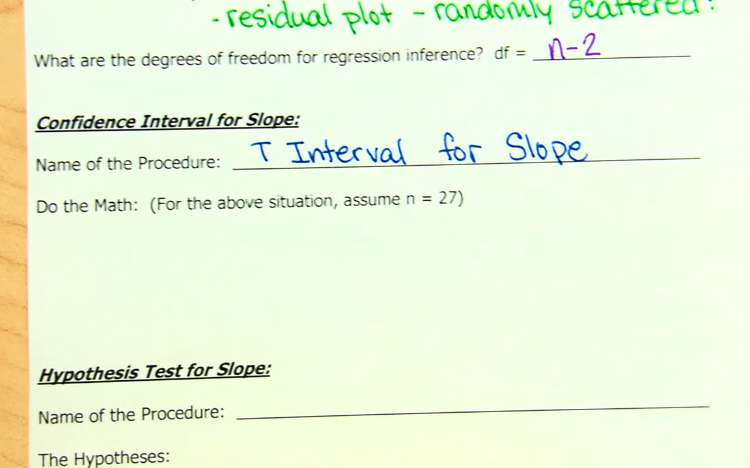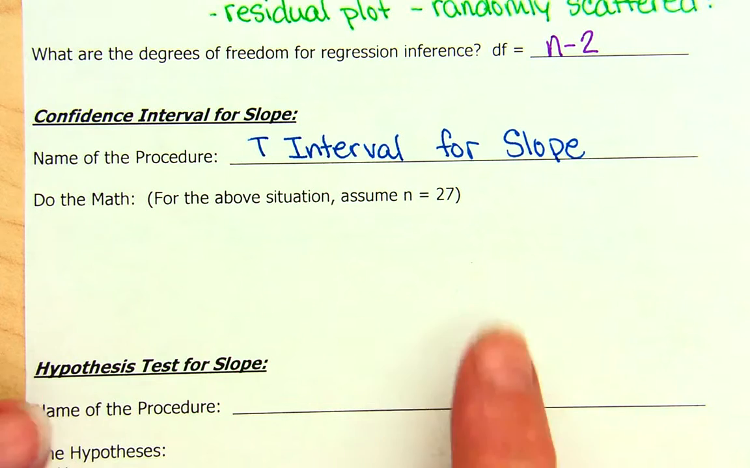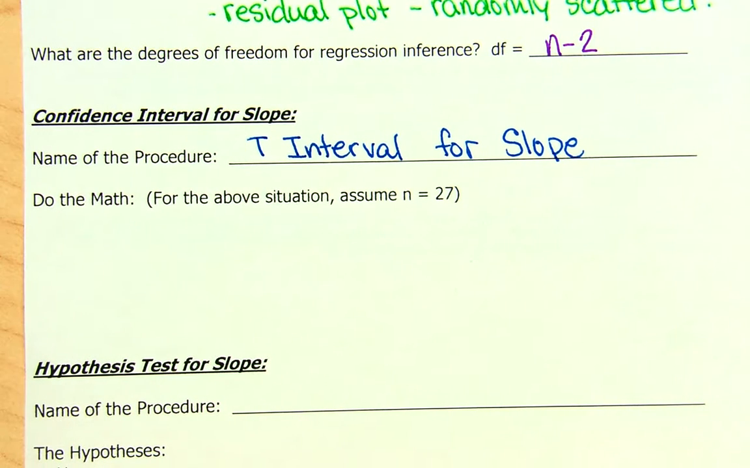So remember when we first started doing t-tests and t-intervals, and I said you have to write the full name because there are other types of t-tests and t-intervals? This is where we're seeing that. So you can't just write t-interval. You have to say for slope, because that's what we're doing.